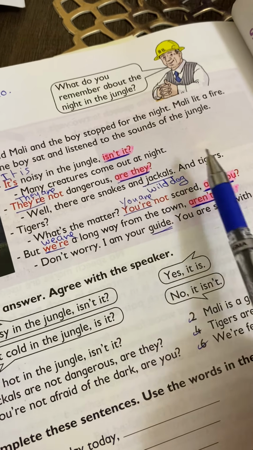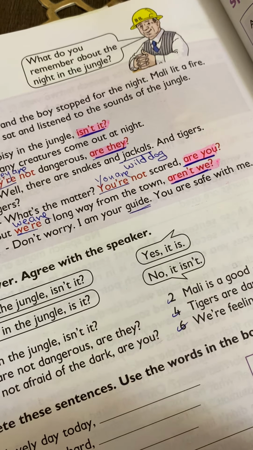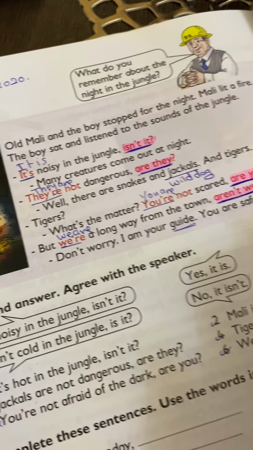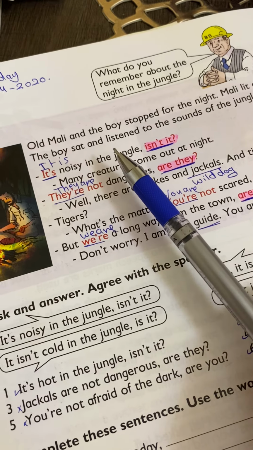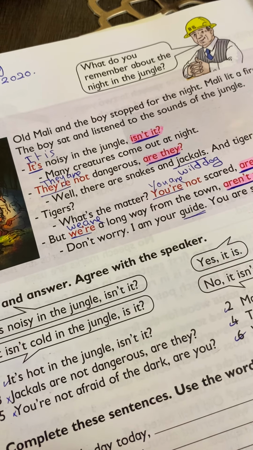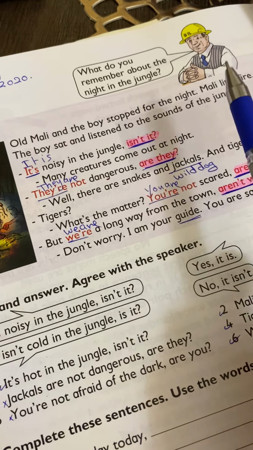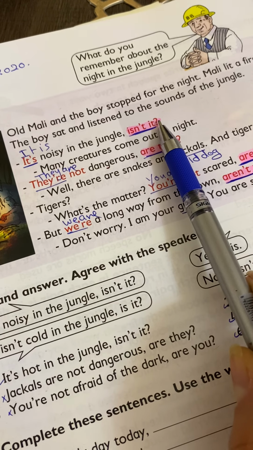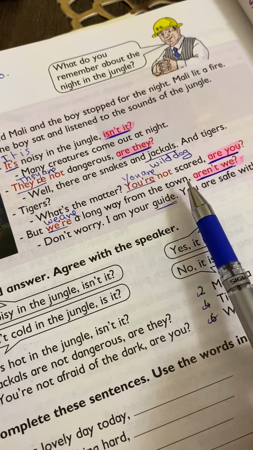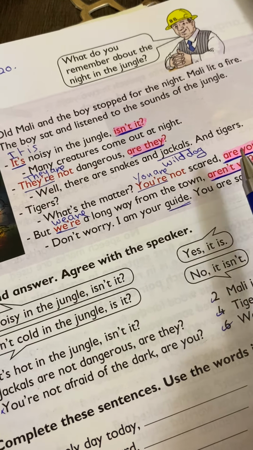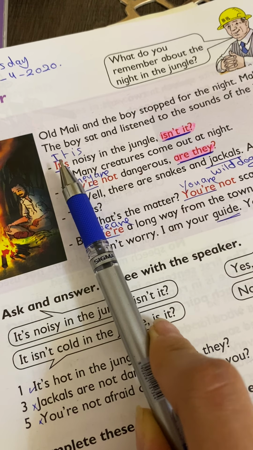Okay, why do we use the question tag? We use the question tag to confirm that something is true or false, or to confirm if something is true or not. Okay. Now, how can we form the question tag? Why do we write isn't it here? Why do we write are they here? Why do we write are you here? Why do we write aren't we here? Okay, it is according to the verb and the subject.